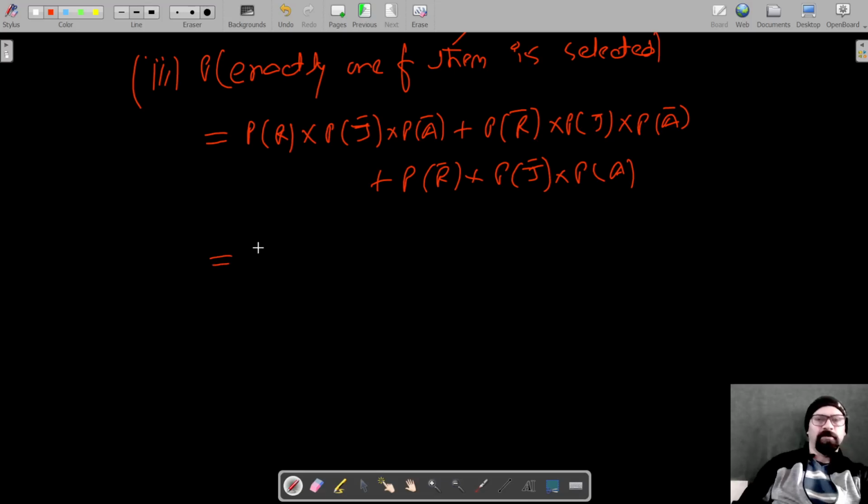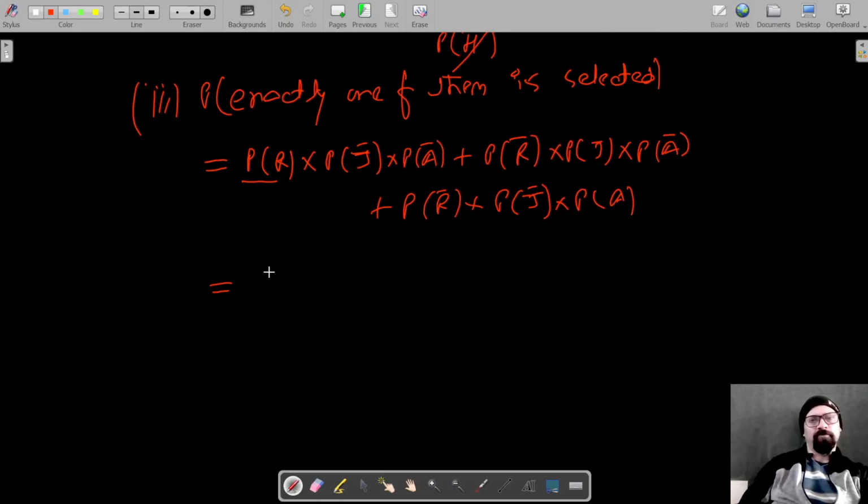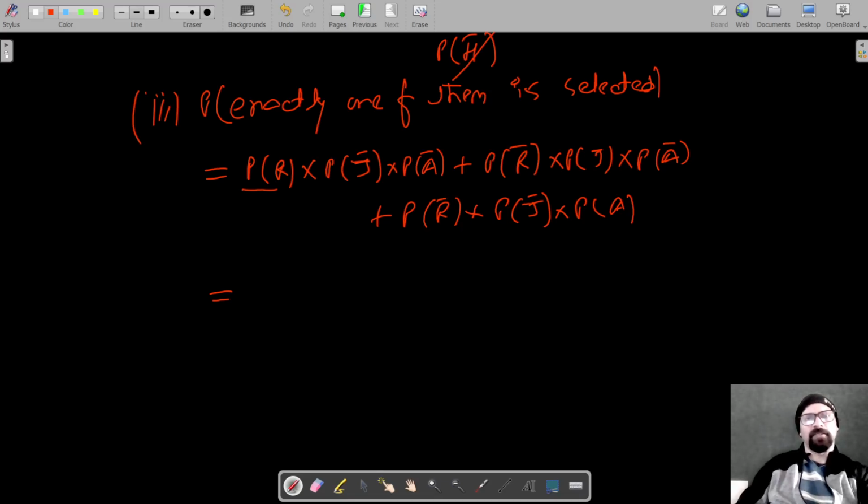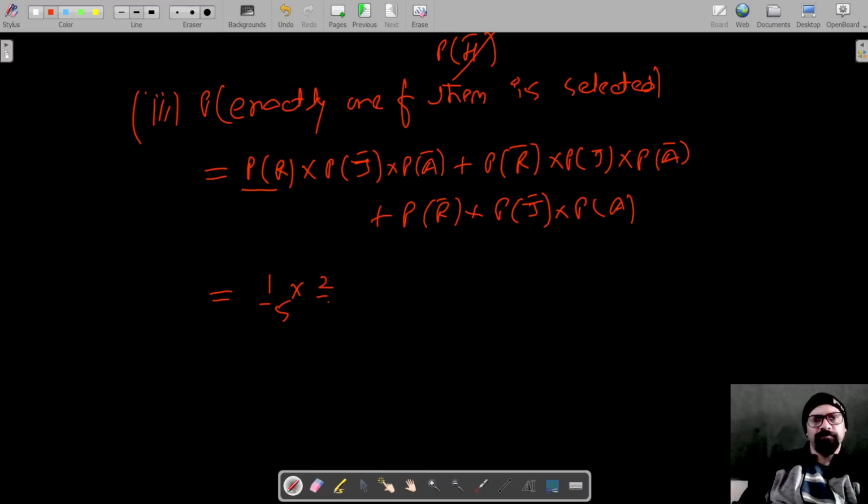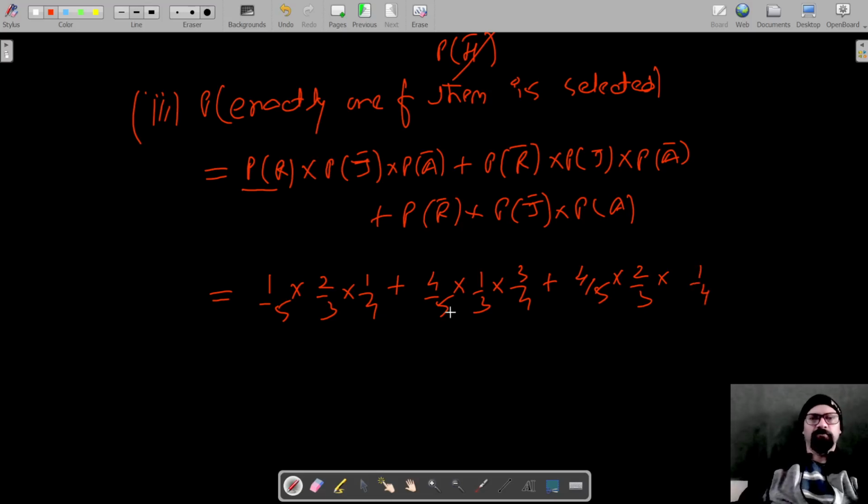Okay, let's put in their respective probabilities. Probability of Rohit getting selected is 1 by 5, Jaspreet not getting selected is 2 by 3, and Alia not getting selected is 3 by 4. Plus, Rohit not getting selected is 4 by 5, Jaspreet getting selected is 1 by 3, Alia not getting selected is 3 by 4. Plus, Rohit not getting selected is 4 by 5 into Jaspreet not getting selected is 2 by 3 and Alia getting selected is 1 by 4.